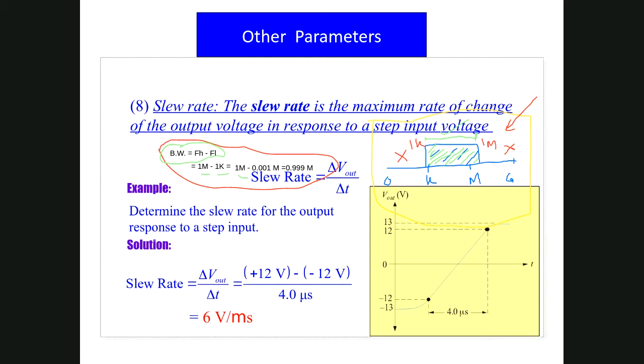What will be the unit? Because this is the unit you have used. So finally, this is the answer: your bandwidth will be 0.999 mega. Fine. You're getting my point? Yeah, all of you listen.